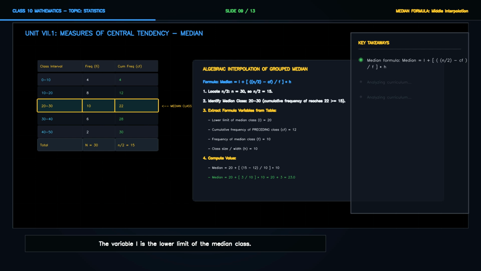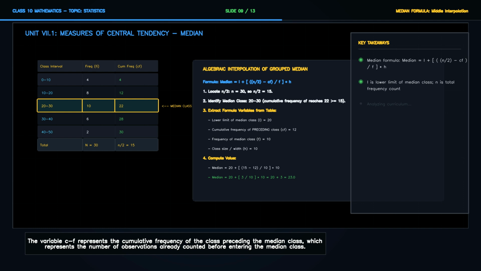The variable L is the lower limit of the median class. The term n is the total number of observations. The variable Cf represents the cumulative frequency of the class preceding the median class, which represents the number of observations already counted before entering the median class.